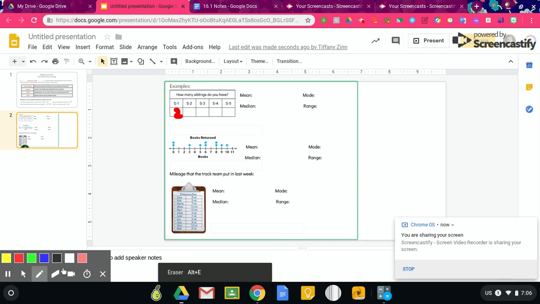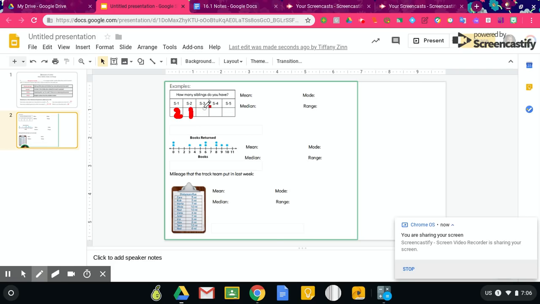That's a little large. Student 2 can have just 1 sibling. We'll give student 3 5 siblings. Student 4 can have 4 siblings. And then we'll give student 5 2 siblings again. That way we have at least one repeating number.